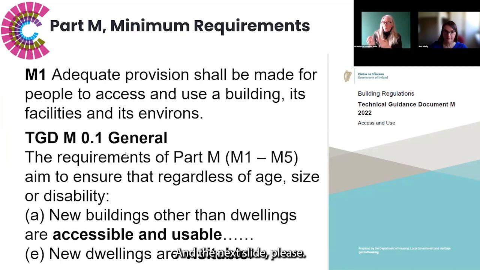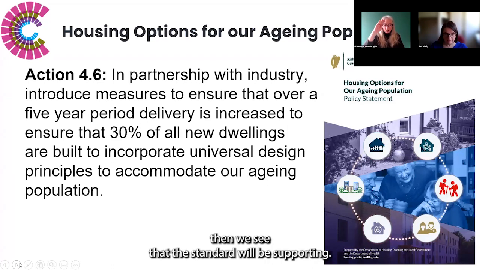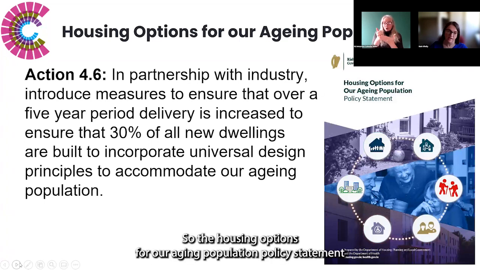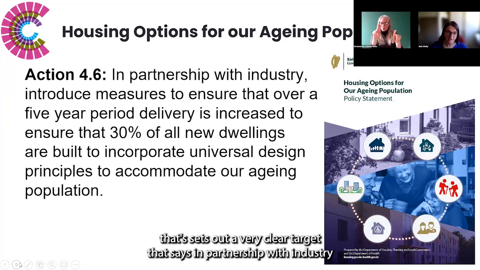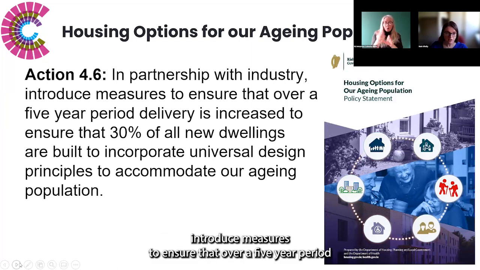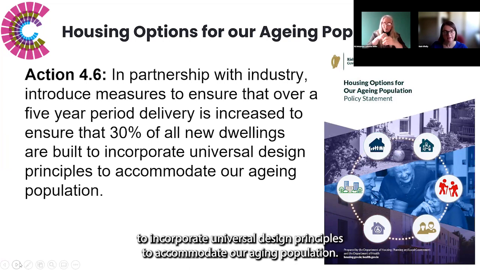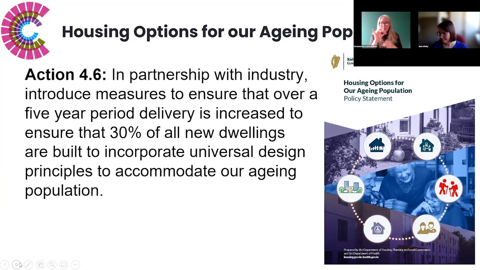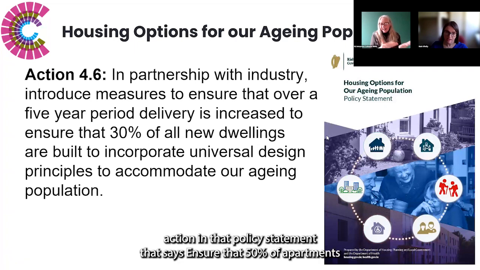And the next slide, please. And we do have some important policy in Ireland that we see the standard will be supporting. So the housing options for our ageing population policy statement, action 4.6, which is on screen there, sets out a very clear target. It says, in partnership with industry, introduce measures to ensure that over a 5-year period, delivery is increased to ensure that 30% of all new dwellings are built to incorporate universal design principles to accommodate our ageing population. Action 4.4 is also an important action in that policy statement.